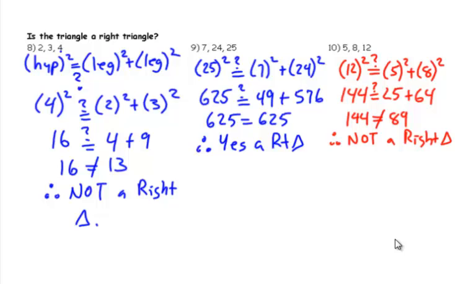Okay, welcome back. And here we are. We've got the work. You can check your answers here. Number 9, yes, it is a right triangle. Number 10, no, it's not. Remember, you have to compare the longest side.